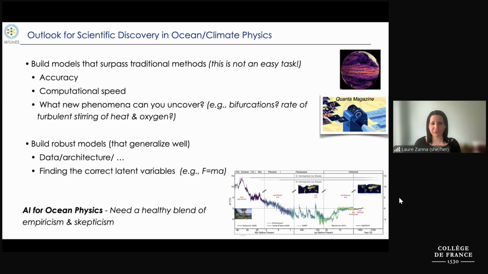So as a word of summary, I would say we need a healthy blend of empiricism and skepticism to move forward, right? As physicists and applied mathematicians, we want to have things that are as rigorous as possible. And so we need to be able to question everything we do, but we also need to be able to embrace the empiricism that comes with data and AI. And so I think it's an exciting time.